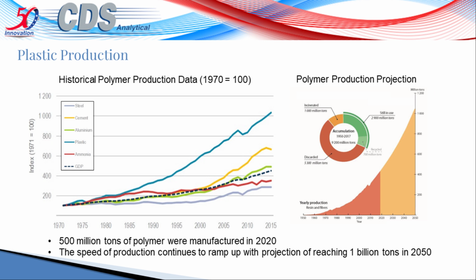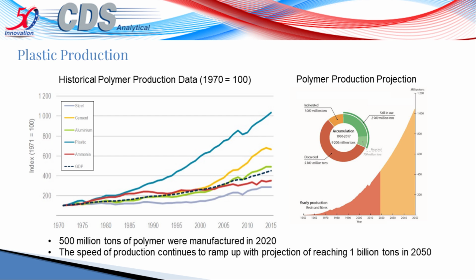Take a look at the graph on the left. This is the growth rate of different commodities, such as steel, cement, aluminum, and polymers, otherwise known as plastics, starting from 1970 going up to 2015. And you can see out of all of those, the growth rate of plastics is much higher.